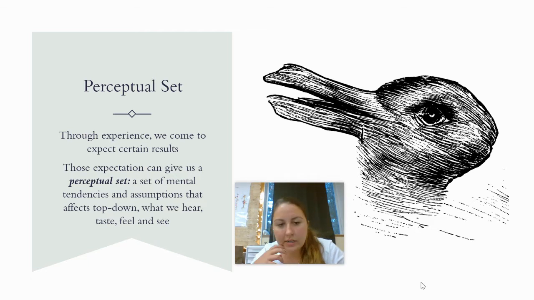So, those expectations can give us what we call a perceptual set, which is a set of mental tendencies and assumptions that affects the top down, what we hear, taste, feel, and see. So perceptual sets can affect lots of things in our lives, like what we hear in certain songs or what we see in different facial expressions. Now, here, this is what we call the duck or the bunny illusion. You tell me in the notes what you see, a duck or a bunny.